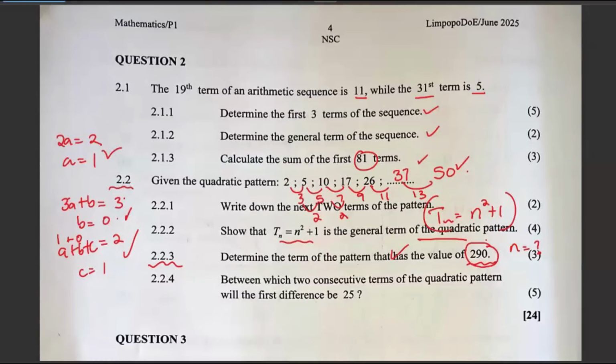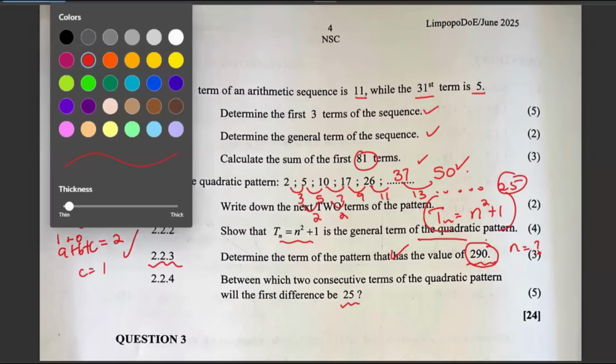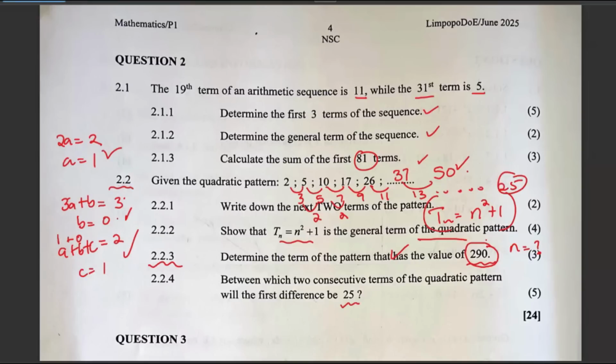Then between which two consecutive terms of the quadratic will the first difference be 25? Okay, if we say 13, then the pattern continues. We're going to get a 25 somewhere there. Now, one thing I need you to identify is the pattern on how this thing works. The first term of the first difference will be between T1 and T2. The second term is T2 and T3. The third term is T3 and T4 and so on. So let's get the position of this 25, okay? By that, we know that the first difference is an arithmetic sequence. Let's get the nth term. Tn is going to be 2n plus 1.